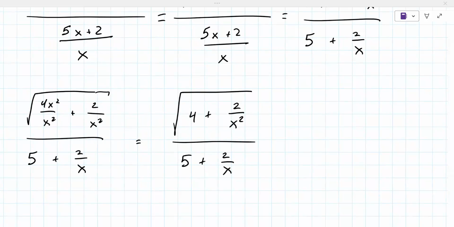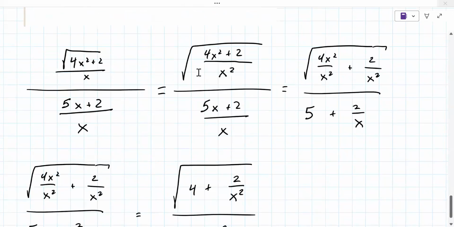Why did it turn into x squared at the bottom? Because it goes under the root. So that turns it into x squared. Okay. And then you're just simplifying this one.